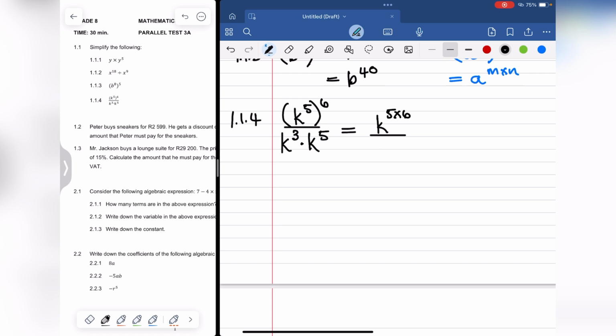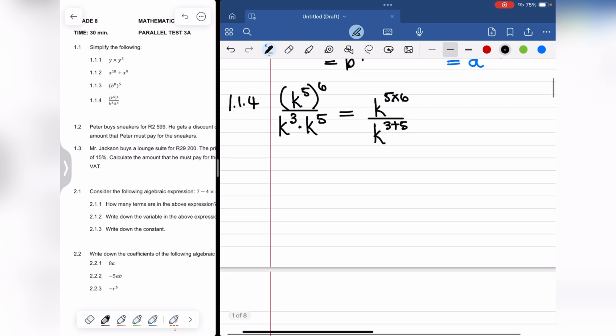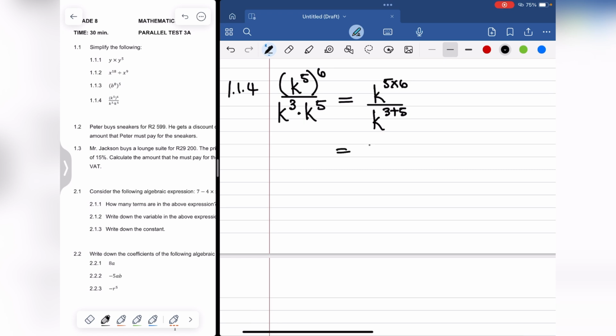And in my denominator, I've got the same base, so I have k to the power 3 times k to the power 5. So I've got the same base, so I can keep my base and add these guys, add my exponents. So that means I can keep my base, k, and say 3 plus 5 now, not 3 times 5. Simplifying, I've got in my numerator k to the power 30 over k to the power 8.